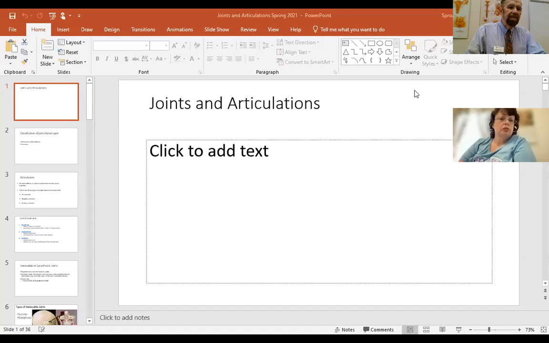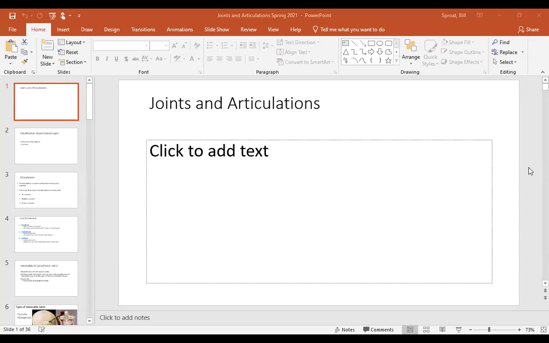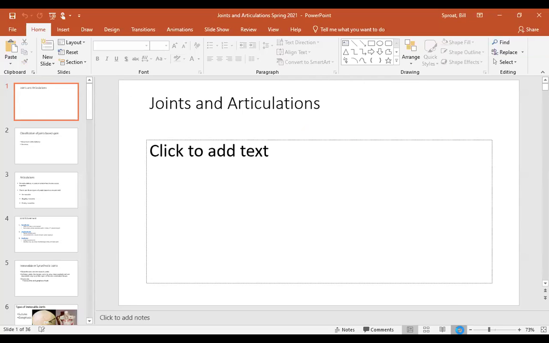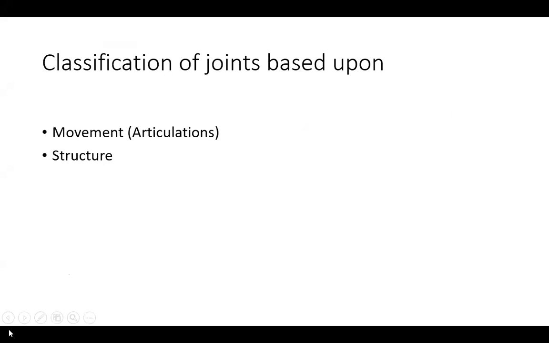Okay, now I'm going to go ahead and go into joints and articulations, and we will see where we go with this. Joints and articulations deals with movement and structure of the joints. Now, a joint is where two or more bones come together and move against each other. That's what articulation means. It's a movement of bones.